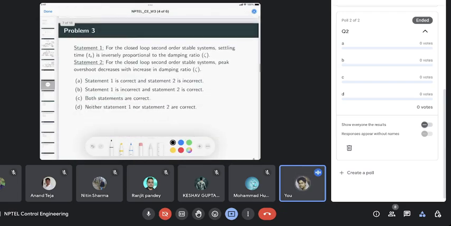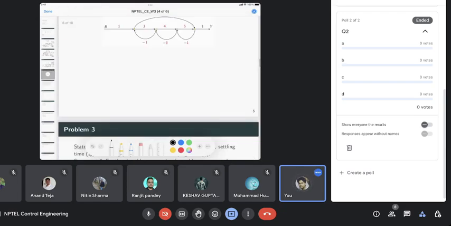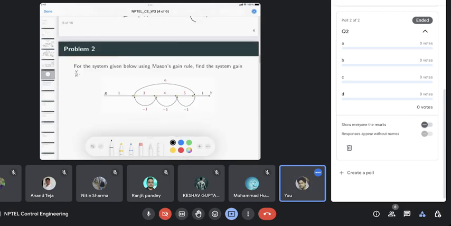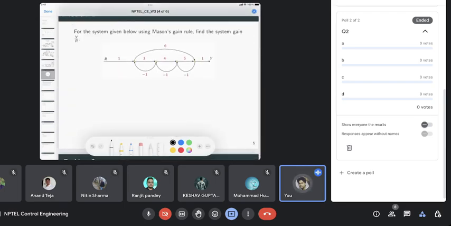Anyway, is this question clear? You just identify these loops. This is the first forward path, this is the second forward path, and these are all the loops. Then you identify which loops are not touching each other, 2 taken at a time, 3 taken at a time, and so on. Then you identify the loops that are not touching the paths. That means if you omit one forward path, which loops will remain in the signal flow graph.